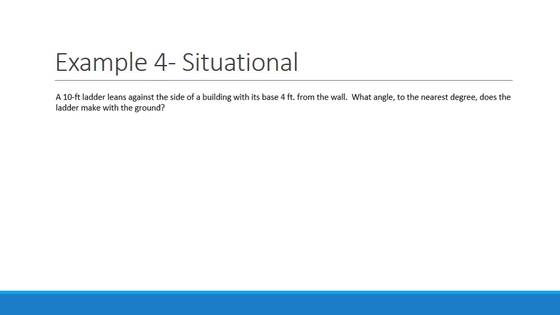So in the previous example, there was a picture provided. That is not always the case. You have to draw your own picture often. So you'll have to imagine how a right triangle would resemble this situation. A 10-foot ladder leans against the side of a building with its base 4 feet from the wall. What angle to the nearest degree does the ladder make with the ground?